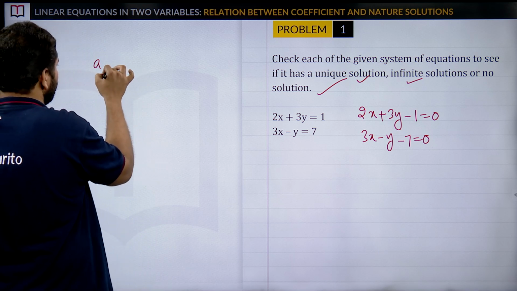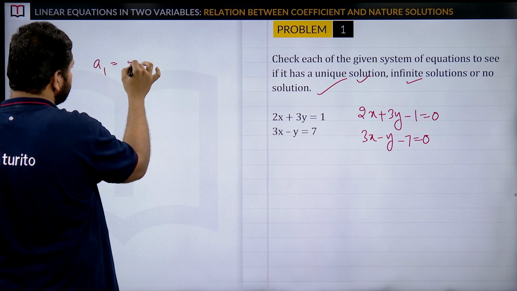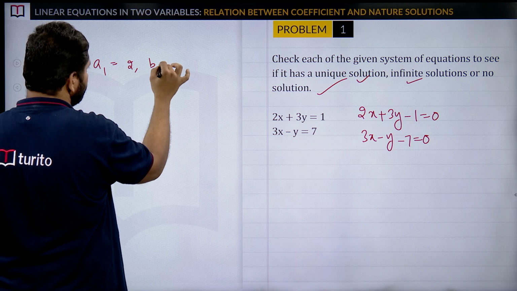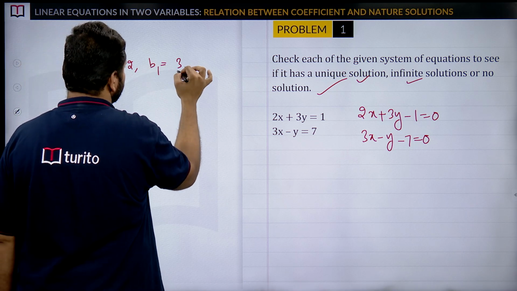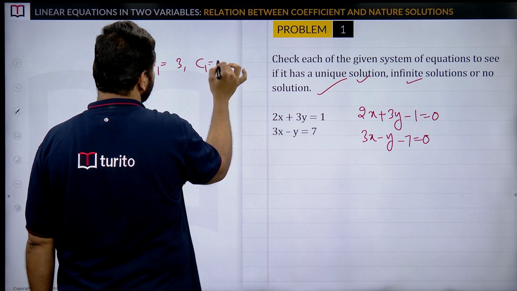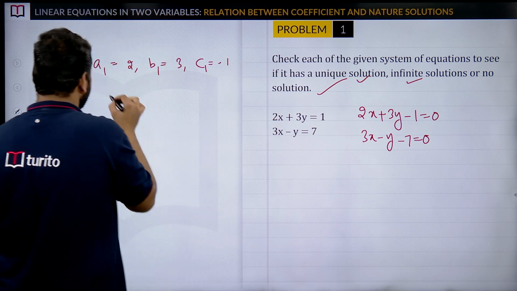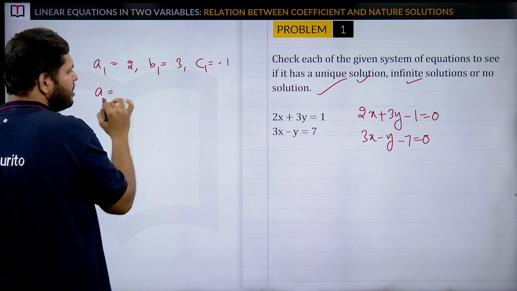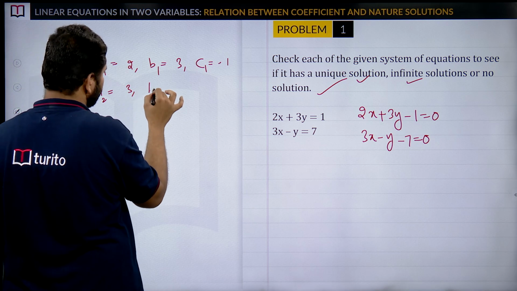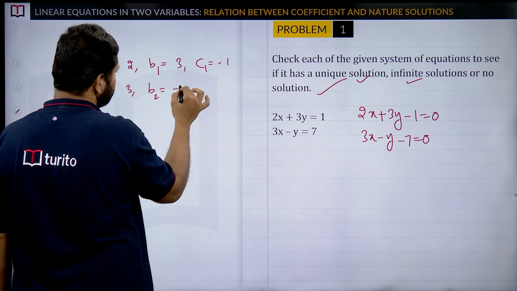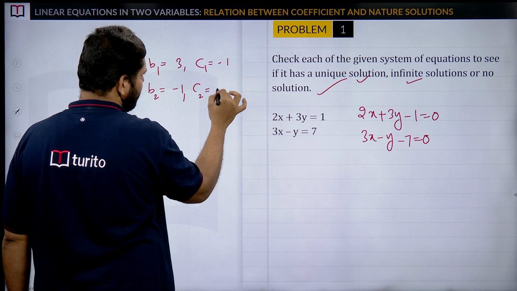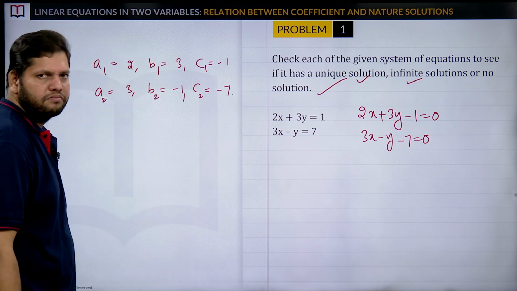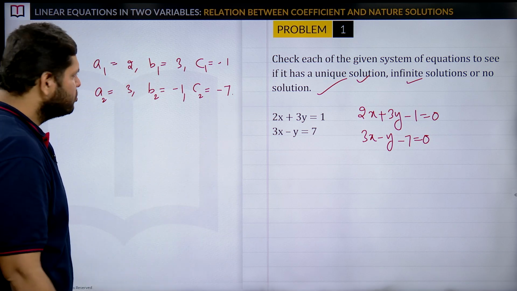First, what is the a1 value? 2. b1 value is 3. c1 value, it is what? Minus 1. Next, a2 value. What is the a2 value? 3. b2 value is minus 1. c2 value is minus 7. Okay, now, children, find the ratios.